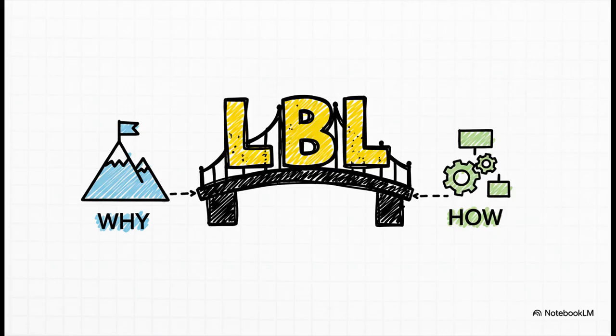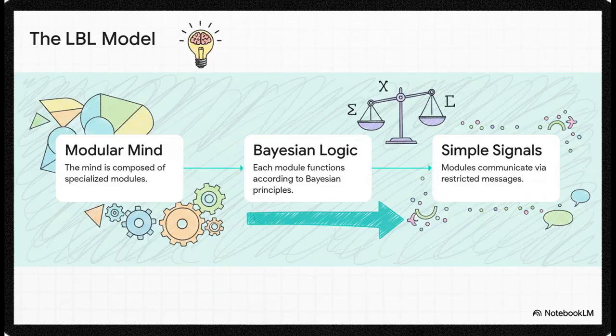So, this evolutionary thinking has led to a really specific framework designed to be that bridge. It's called Locally Bayesian Learning, or LBL for short. Okay, so how does this LBL model actually work? Think of the mind not as one giant supercomputer, but as a whole team of highly specialized mini robots. Each one of these little robots, or modules, is a master statistician. It's constantly updating its beliefs based on new evidence. That's the Bayesian part. But here's the catch. They can't have these complex, deep conversations. Nope. They can only pass really simple, restricted messages back and forth, like little memos.